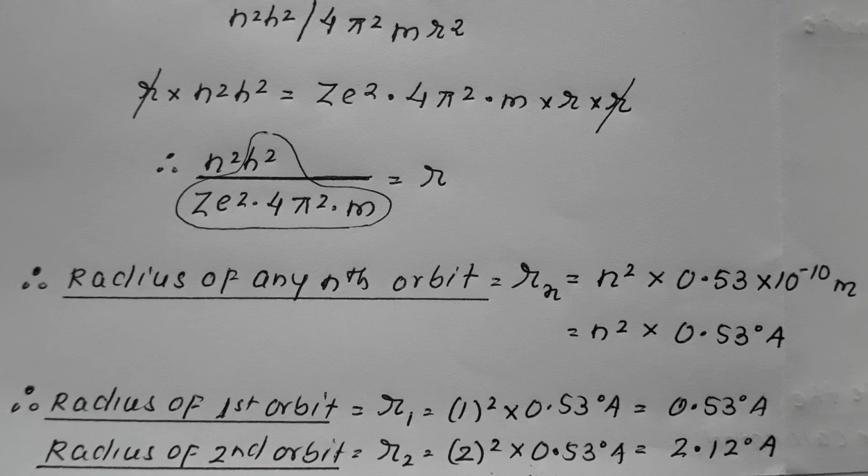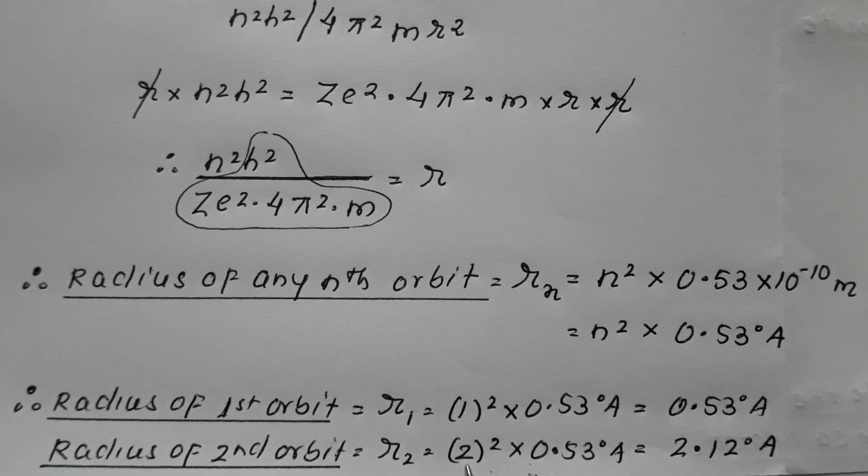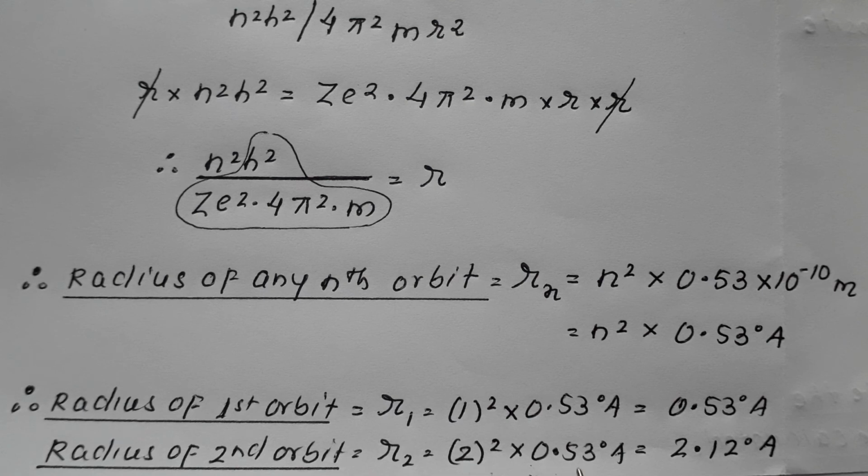Now we can put the value of n to get the radius of the first orbit. The radius of the first orbit r1 would be 1 square, since the value of n is 1, so 1 square into 0.53 Angstrom comes to be 0.53 Angstrom. The radius of the second orbit r2 is 2 raised to power 2, since the value of n is 2, so 2 raised to power 2 into 0.53 Angstrom comes to be 2.12 Angstrom, and so on. This way we can calculate the radius of an orbit.